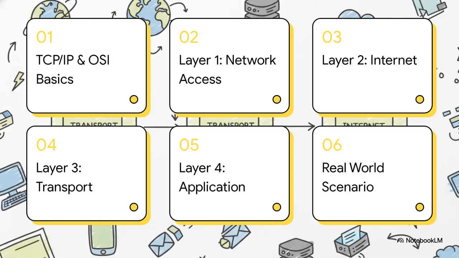So here's our game plan for today. First, TCP IP and OSI basics. Then, Layer 1, network access. After that, Layer 2, internet, followed by Layer 3, transport, and Layer 4, application. Finally, we'll tie it all together with a real-world scenario. Let's get right to it.